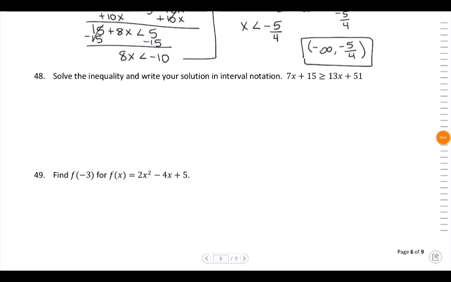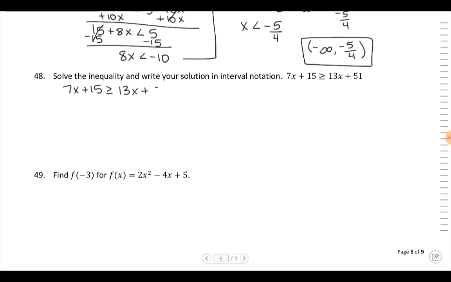All right, question number 48 says solve the inequality and write your solution in interval notation. Okay, so it doesn't appear that I have anything that I need to combine on the left or the right hand side. So I'm going to go straight to moving my variables. And as I mentioned on number 47, I like to move my variables to the left hand side. So I'm going to rewrite this over here. It's just so far away.